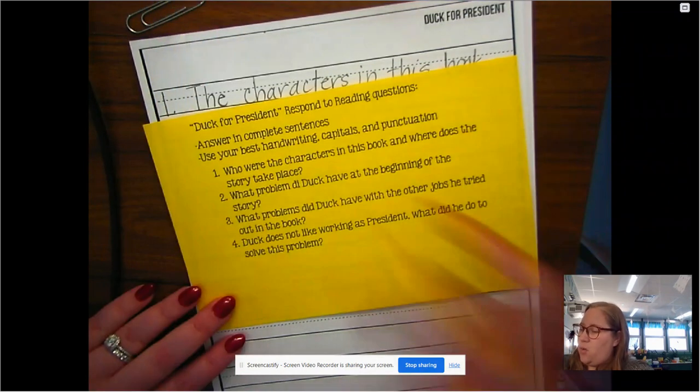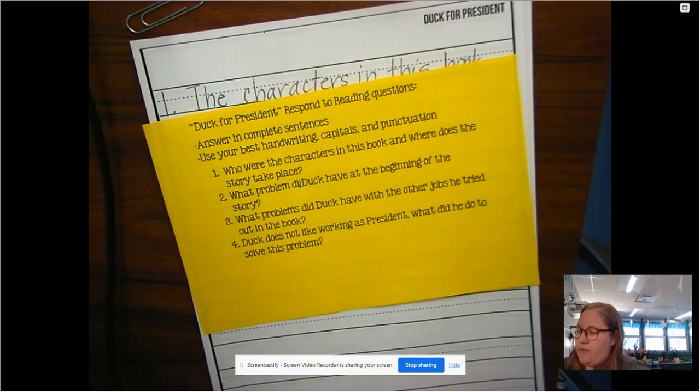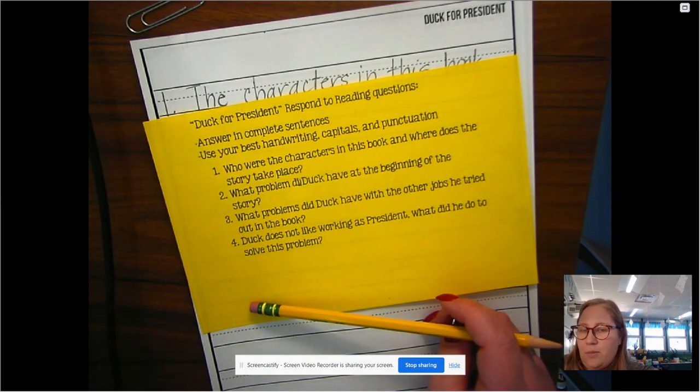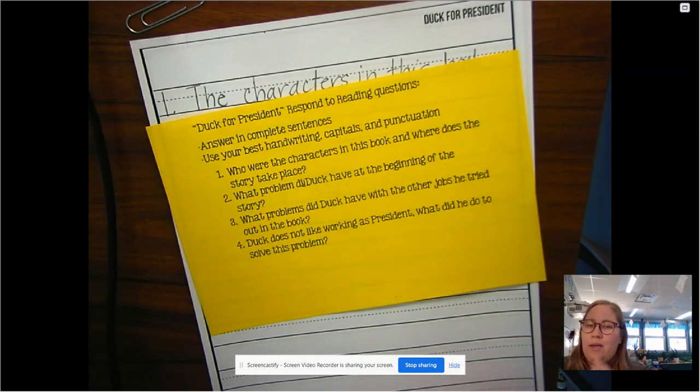Now, this should say, what problem did Duck have at the beginning of the story? But because I'm a human being, I made a mistake, and I apologize. Continue on that way. Make sure you are answering those questions carefully with capital letters, punctuation, and part of your question in your answer.